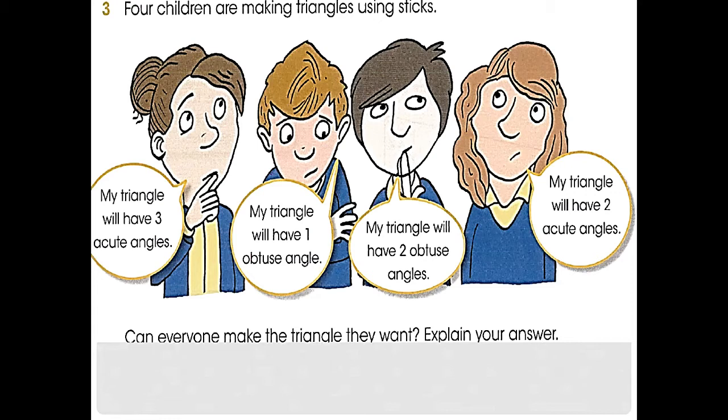So the first one said, my answer is three acute angles. Is she right? An acute angle is less than 90. Second one said one obtuse angle. Second one is also right. Third one is also right here. Third one, I'm not sure about the third one. And fourth one, I'm sure. Second and fourth are right.